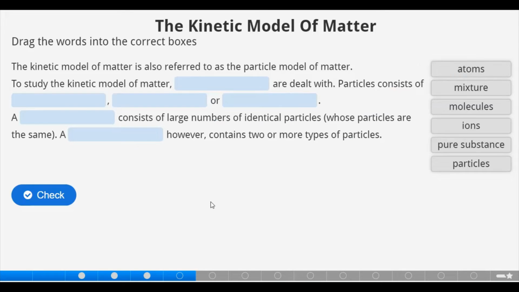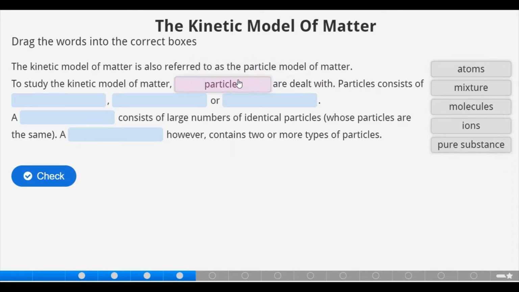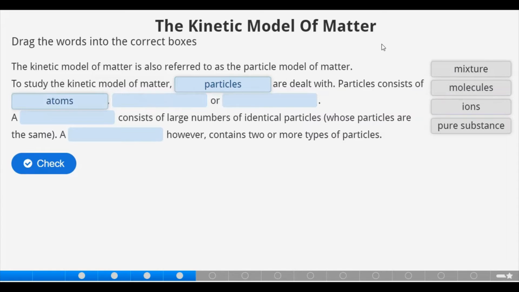Now, the kinetic model of matter. We are to drag the following words into the correct boxes also. The kinetic model of matter is also referred to as the particle model of matter. To study the kinetic model of matter, what do you think is dealt with? Particles. Particles are dealt with. Particles consist of atoms, molecules, or ions.